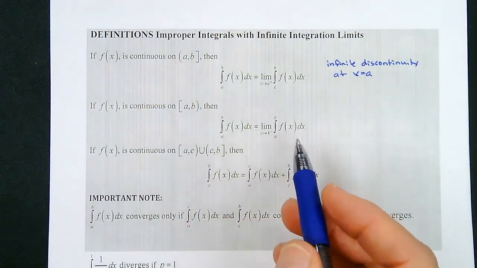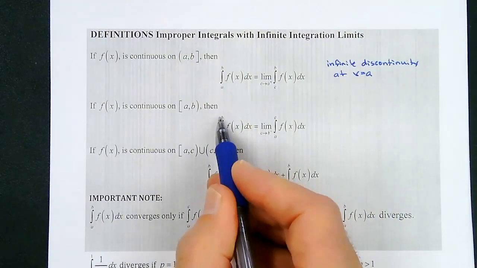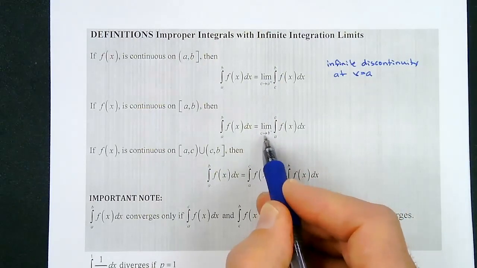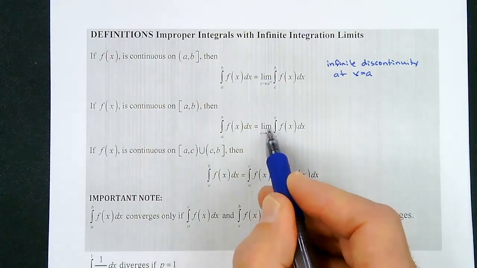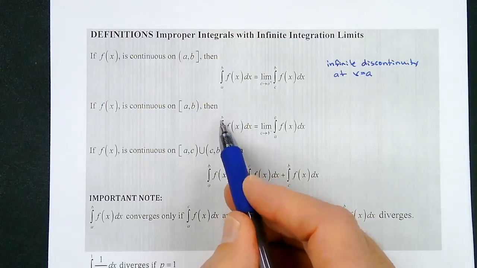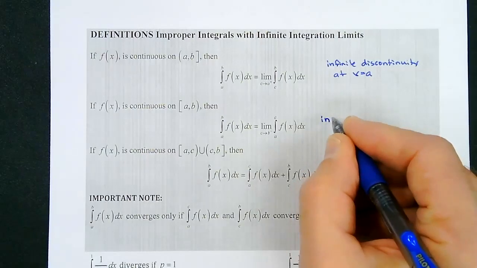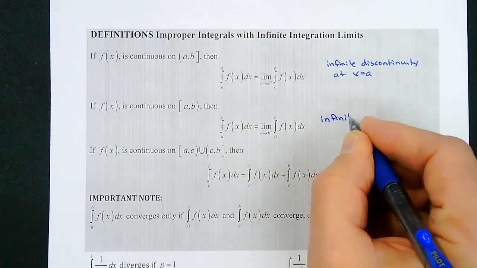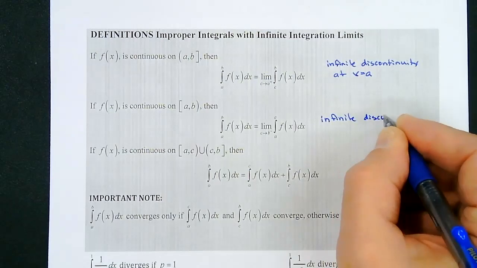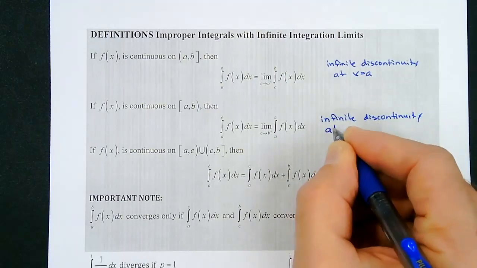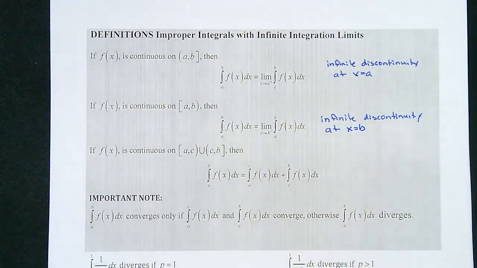Well, what if it happens on the left? What if it's happening at b? Then we'd make this our c, and we take the limit as x approaches b, but not from the right, from the left, because it's the upper limit that's where the vertical asymptote or infinite discontinuity is. This one would have an infinite discontinuity at x equals b. So you want to ask: am I approaching that infinite discontinuity from the right or from the left?